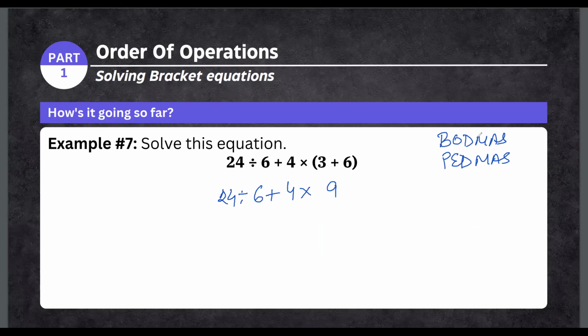Now, we have to do the division first. So I'm doing division. 6 times 4 is 24, plus 4 times 9. Now we have to do multiplication. 4 times 9 is 36, plus 4, which is 40. So 40 is your answer. Now let's move ahead to the next question.